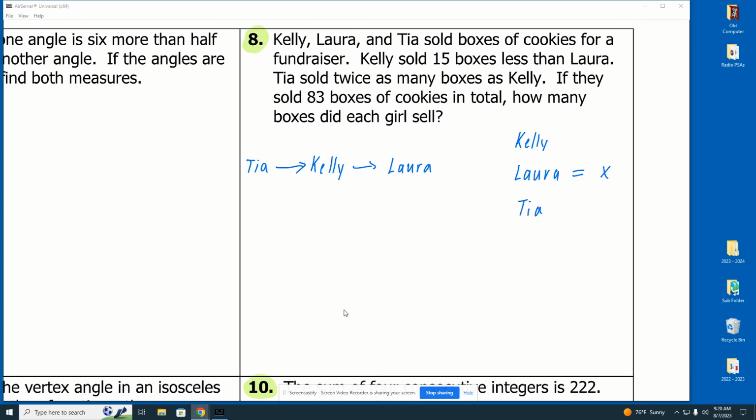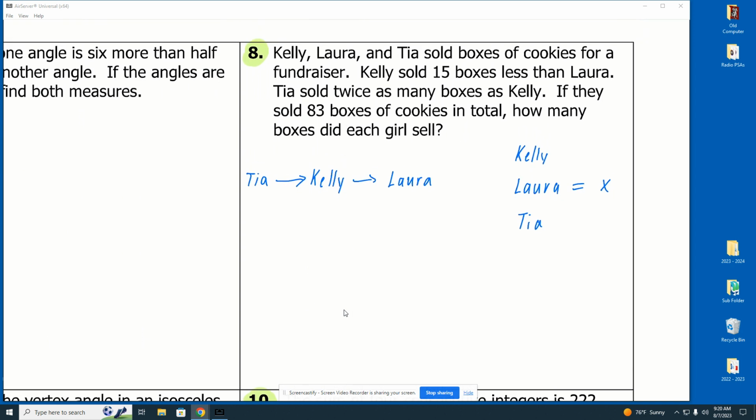Now, let's go from here. Kelly sold 15 boxes less than Laura. X minus 15. Very good. I'm going to keep throwing that less than term in there because that's the one people mess up on all the time. It's not 15 minus X. It's X minus 15. Okay?